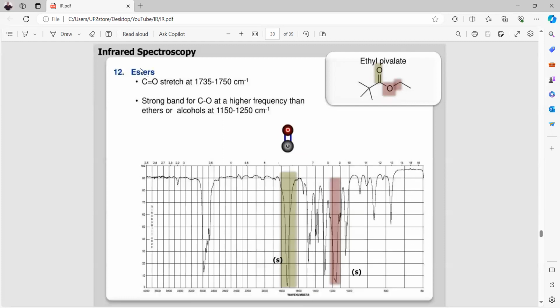So let's talk about esters, like ethyl pivalate, and here you can identify the C double bond O stretch at 1735 to 1750 centimeter minus 1. You also have a stronger C single bond O at a higher frequency than ethers or alcohols, at 1150 to 1250 centimeter minus 1. So if you see this chart, you have two different signals. The yellow is the carbonyl and the red is the C single bond O.